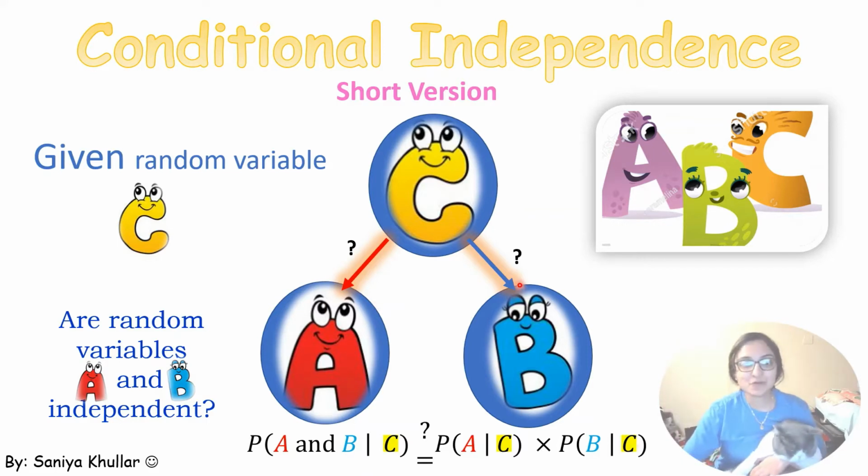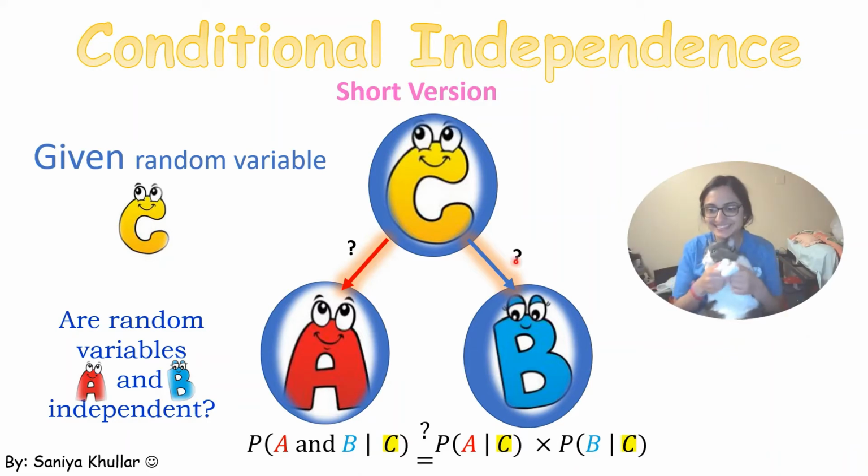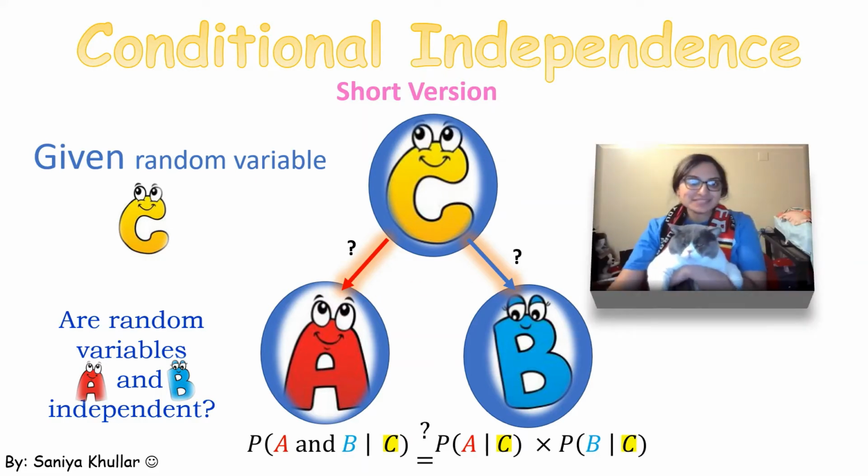In this video, we're going to be talking about, if you're given a joint probability distribution table, how do you find if two random variables are independent conditioned on another variable? So please note that the question then is, given random variable C, are random variables A and B independent? So are A and B independent of each other given C?